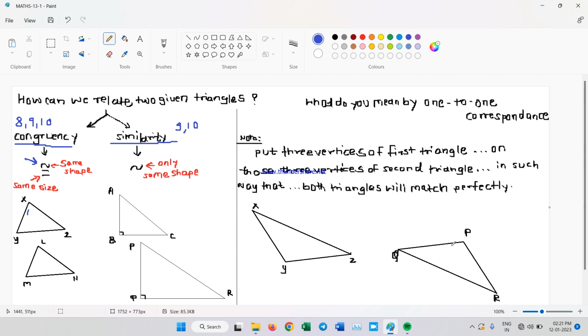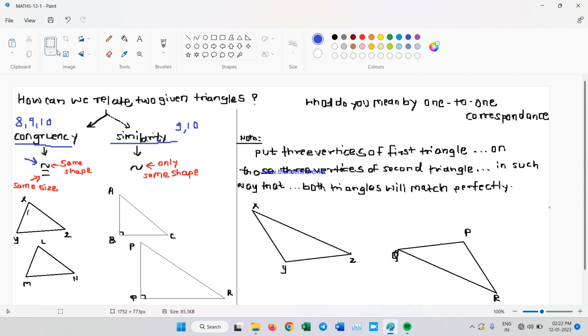Okay, now for this I have written a small note for you. You just read the note, you will get the entire idea. What have I written in the note? Put three vertices of the first triangle on the three vertices of the second triangle. Place the three vertices from here on the three vertices there in such a way that both triangles will match exactly and match perfectly.